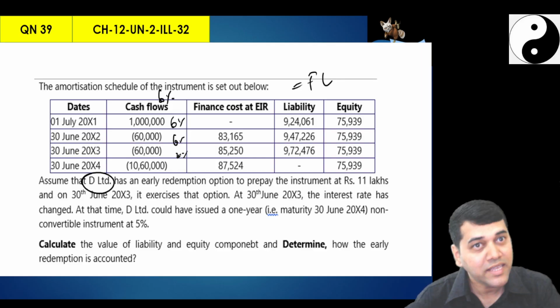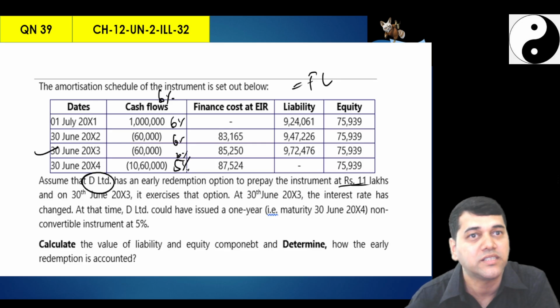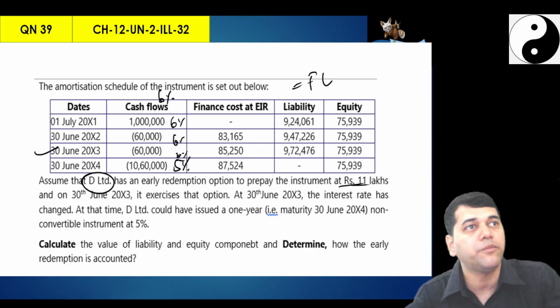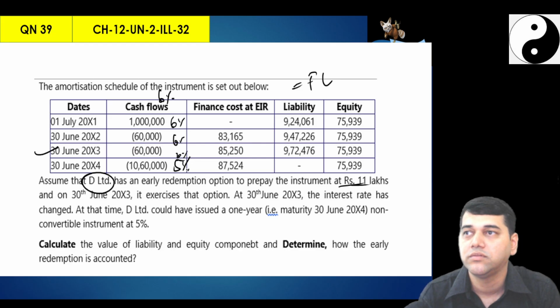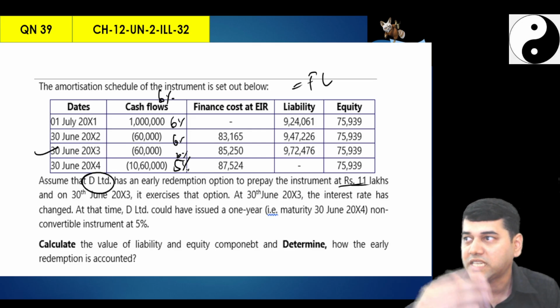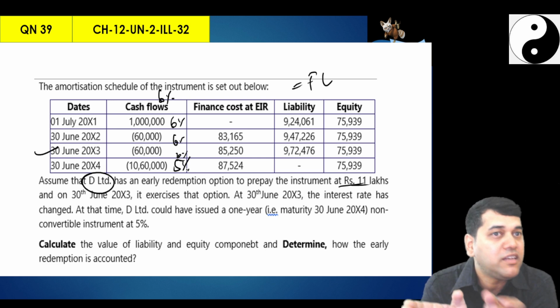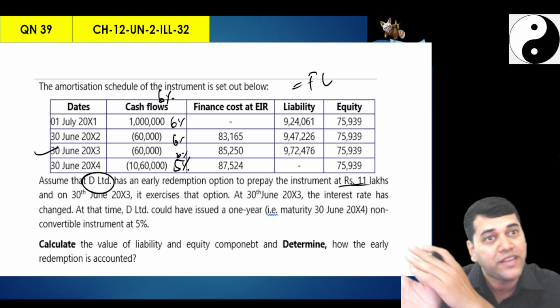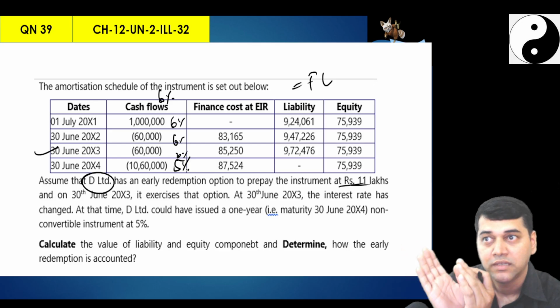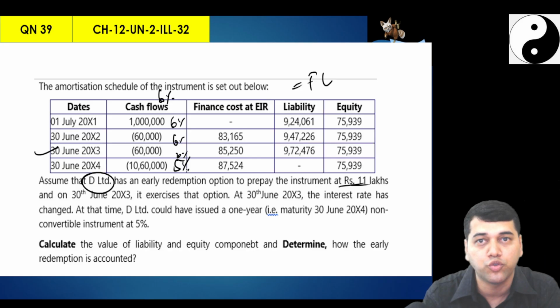Correct? Then they actually redeem at 11 lakhs here. Why? Because the rate of interest has fallen. Makes sense. Why should I continue and pay you 6% for one more year? Right now I will take one loan at 5% and repay you. So next year, instead of paying you 6%, I will pay them 5%. That evaluation we are not supposed to do right now because it is a financial evaluation. The implication of that redemption is going to come in accounting now. That's what we are supposed to do.